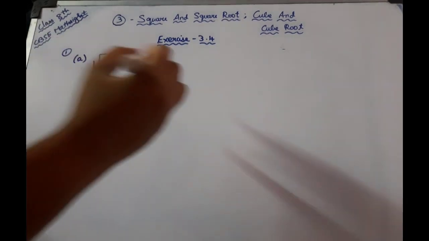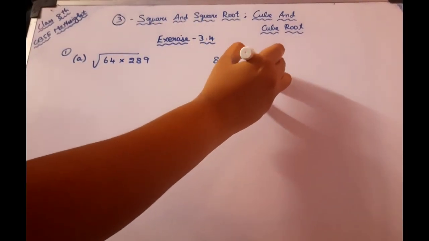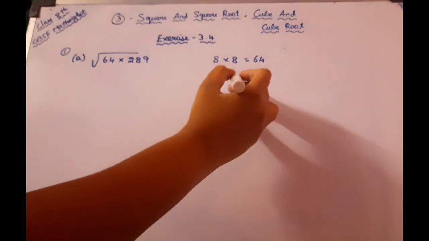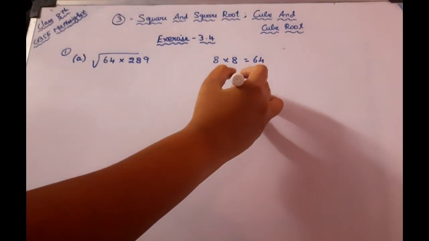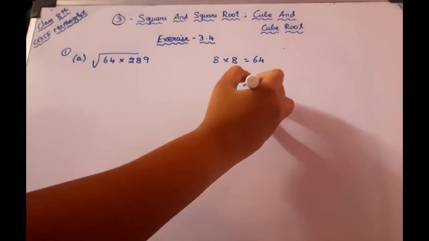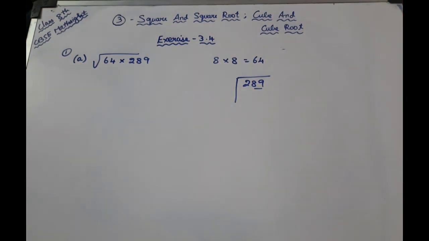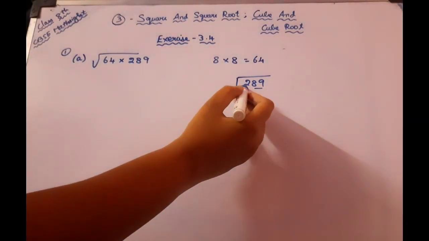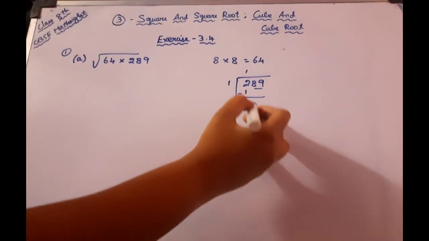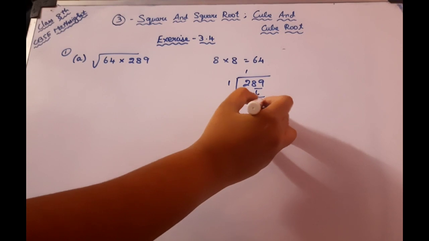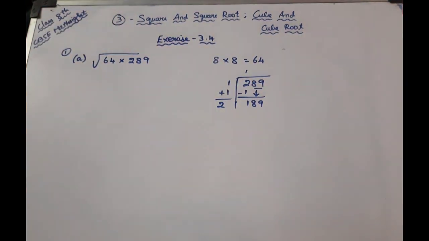So we know 64 is 8 into 8. 289 we can find using either factorization or the long division method. So for 289, when we pair two terms from the ones place, first we have to divide 2. So 1 into 1 is 1. When we subtract we get the remainder 1. Next we bring down 189. So 1 plus 1 we get 2.